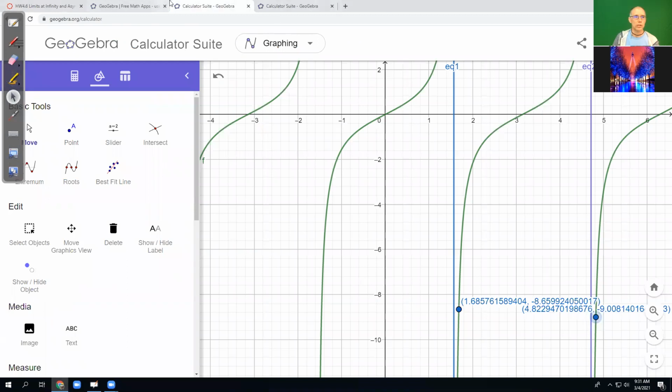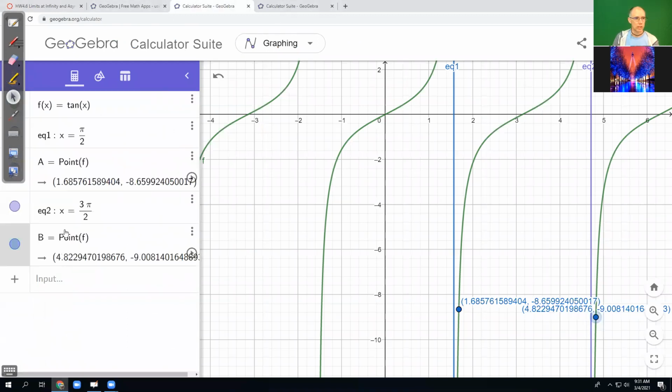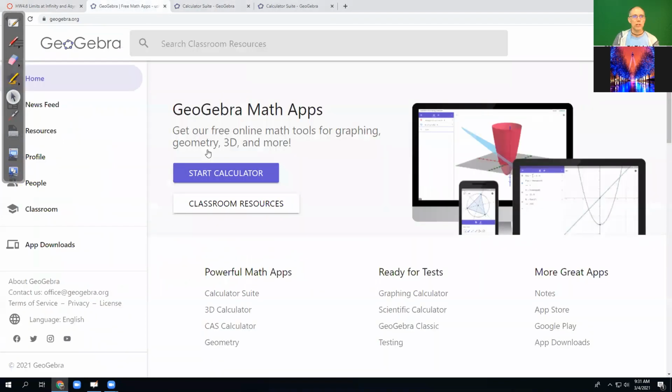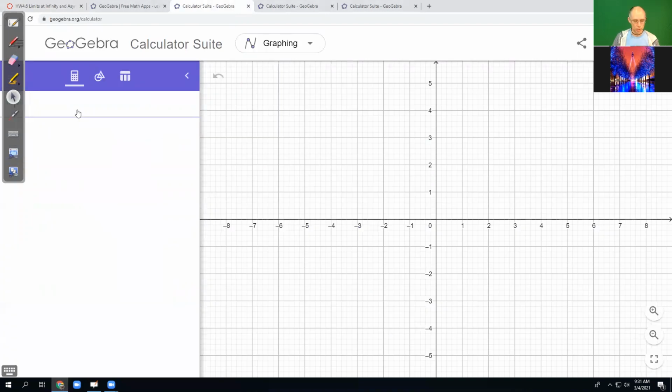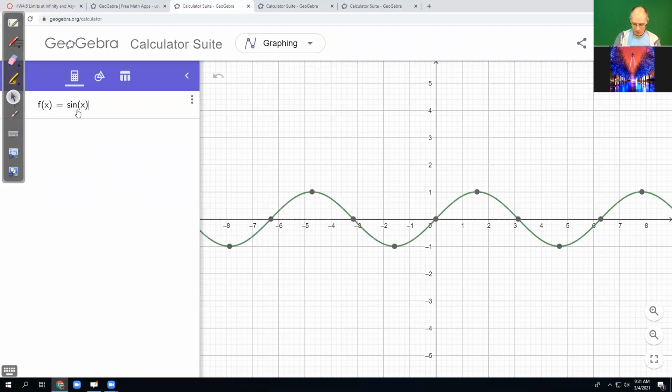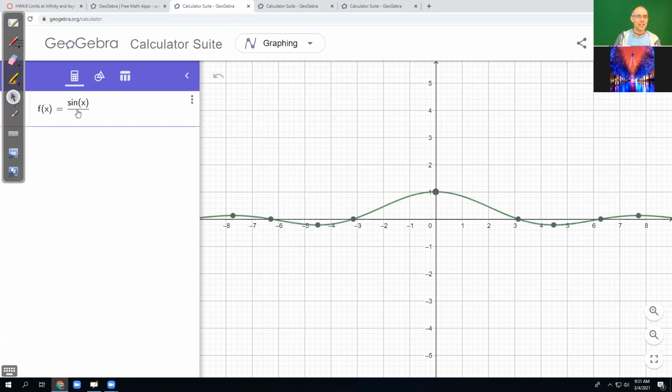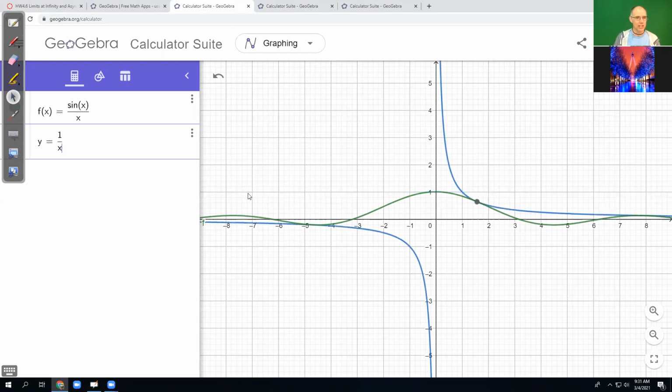Let's get a new page. Or we can just reset here. Page is easier. So I'm going to look at 3 different functions here. My original function, f of x, the sine of x over x. That mistype reminded me of a funny joke. I'll show you in a second. And then I'm just going to look at y equals 1 over x and y equals -1 over x.